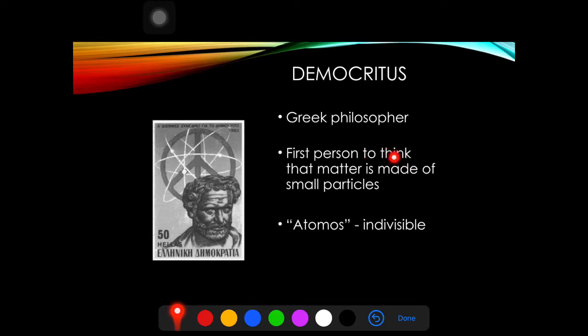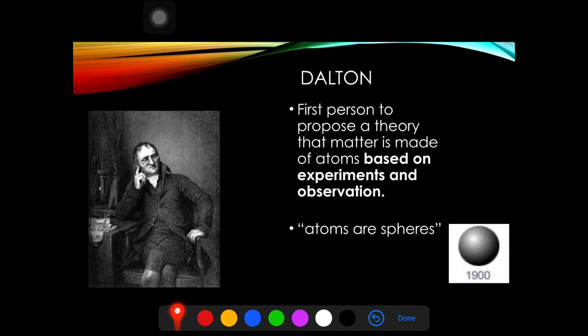Now, I think the most important thing about Democritus is that he was a thinker. He was thinking about this. He did not do any experiments. He just kind of sat around and thought all day. We're going to jump way ahead in time, because now we're all the way from the Greeks to the late 1800s, to a man called John Dalton.